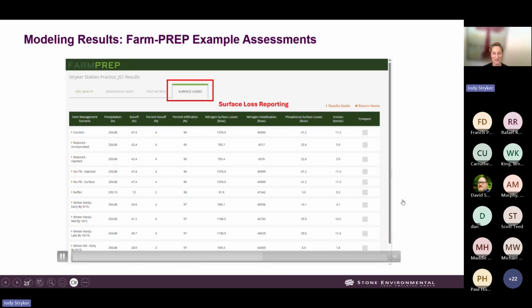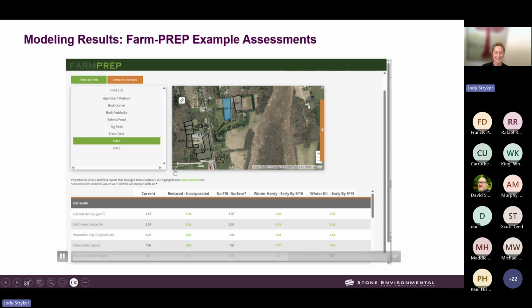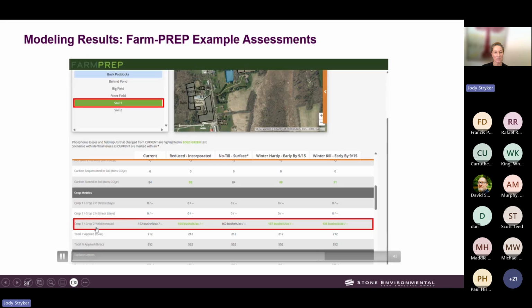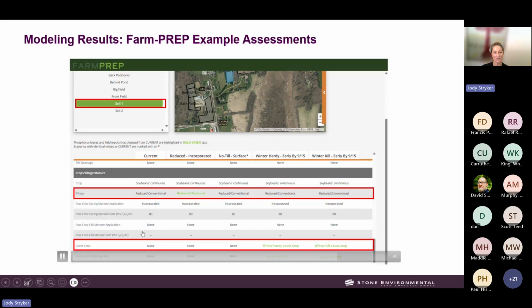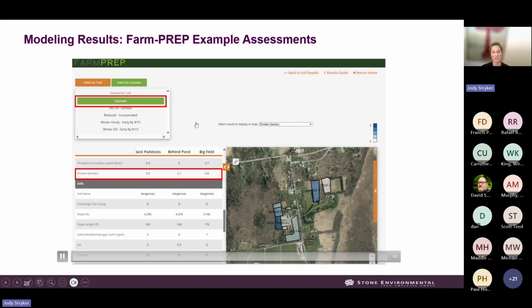I'll let this finish playing so that you guys can see the compare feature again. But here you're just seeing the select by field comparison. And again, you can scroll through all these outputs and look at how they compare across these different scenarios and maybe what some of those driving factors are. And then the other option is this select by scenario, where you can compare the results of the different fields within that scenario, and you can map some of those components to look at the spatial distribution.